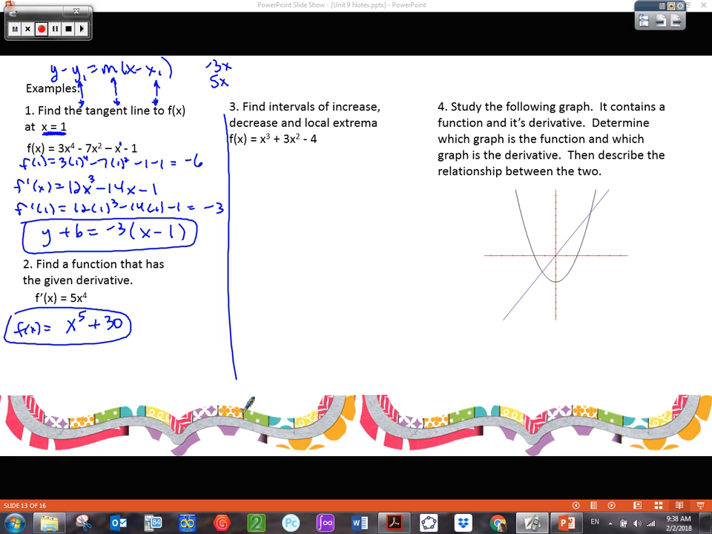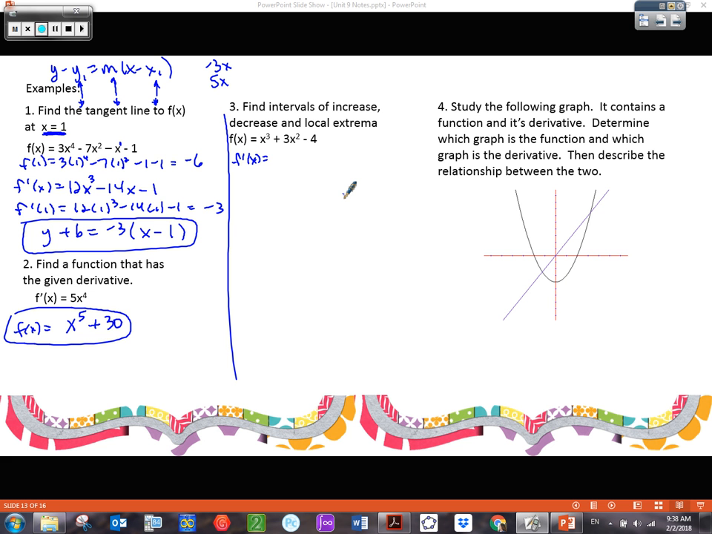We're going to do intervals of increase, decrease, and local extrema. So we're going to do what I was talking about on the other slide. So how do we find intervals of decrease and local extrema? What do we need? We need the derivative. So the first thing I need to do is find the derivative. So let's do that. So f prime of x equals.